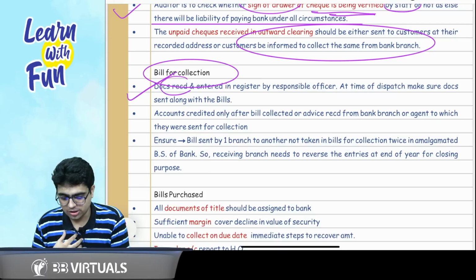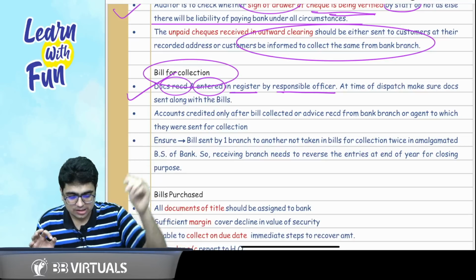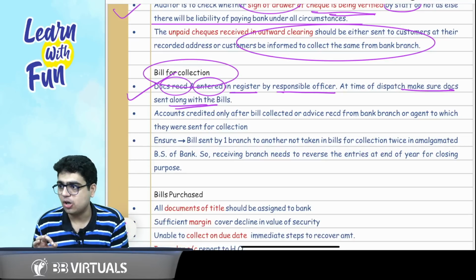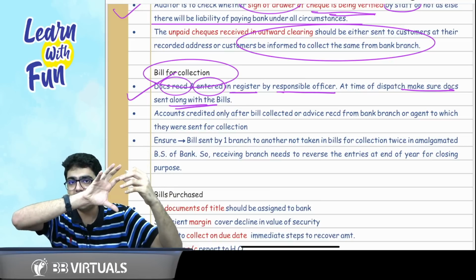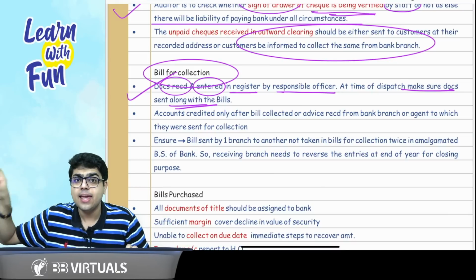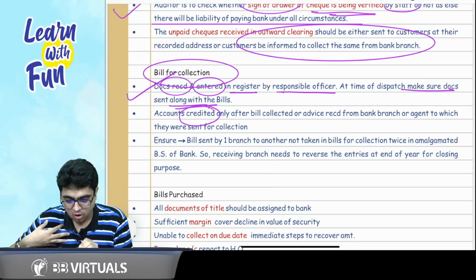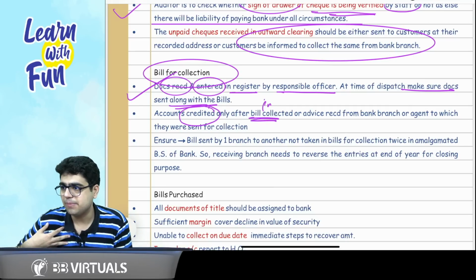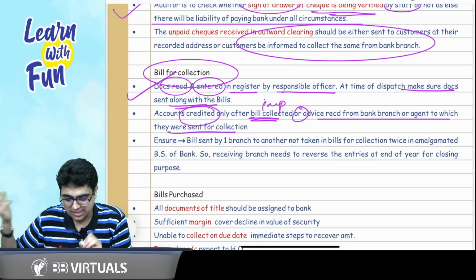So make sure that the documents are received and entered in the register by the responsible officer. At the time of dispatch, make sure that the documents are sent along with the bills. That is, when my branch is sending the documents to its other branch located in the importer's country, it is sending them with the bills for collection. And my account is credited only when the bills have been collected from the importer or advice has been received from the bank branch that they have received the payment.